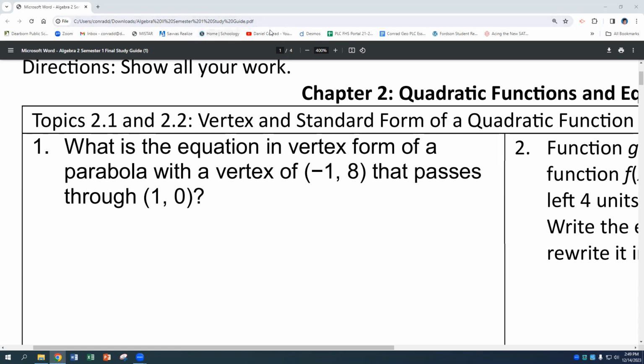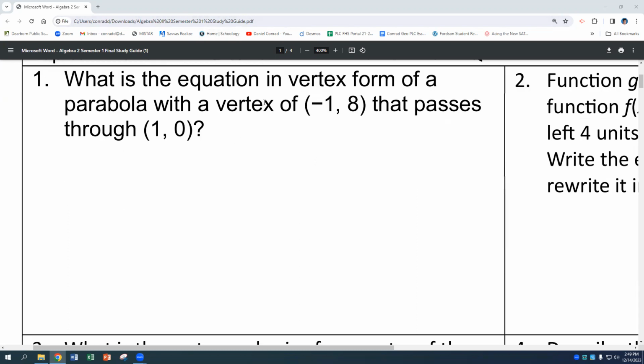All right, number 1, what is the equation in vertex form of a parabola with a vertex of -1, 8 that passes through 1, 0? So, my equation in vertex form is going to be y equals a times x minus h, quantity squared, plus k, right? The vertex, this is going to be my h, this is going to be my k.